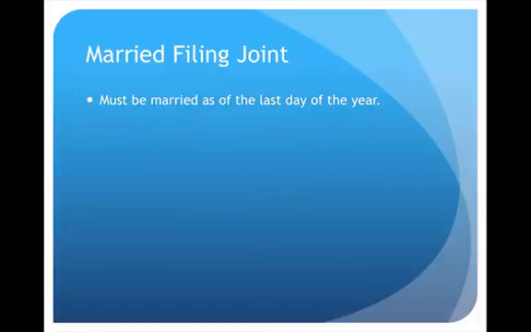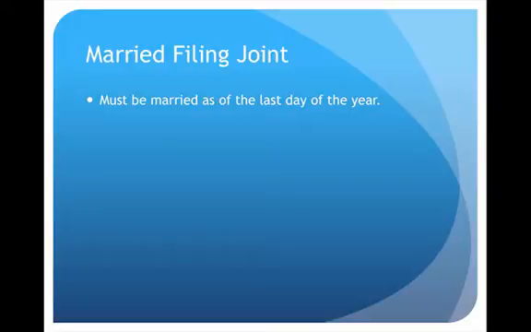The next status would be married filing joint. And of course, for this status, you simply once again must be married as of the last day of the year. And this, of course, is another option. So married individuals do have the option of either filing separately or filing joint. And of course, since they have that option, they'll want to work it up both ways and see which one would be the most advantageous.